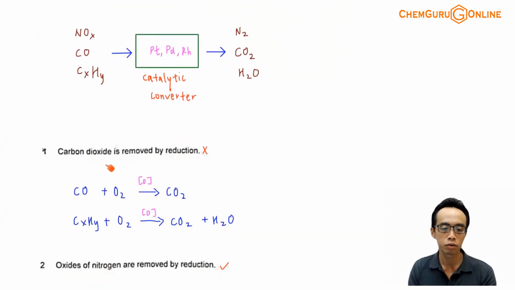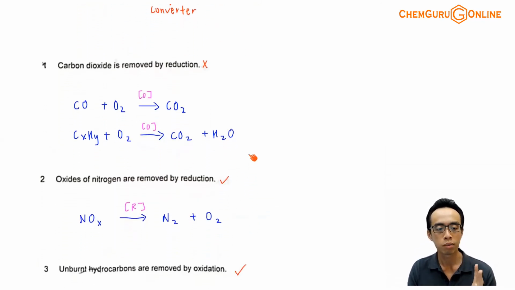All right, statement number 1, CO2 is removed by reduction. So are we trying to remove carbon dioxide? Unfortunately, no. In fact, what we are trying to do is convert the unburnt hydrocarbon, unburnt carbon, and carbon monoxide to carbon dioxide by oxidation. Carbon monoxide to carbon dioxide is oxidation. Our hydrocarbon to CO2 and water is also considered oxidation. So we are actually not removing CO2. Therefore, statement 1 is not true. Statement 1 is false.